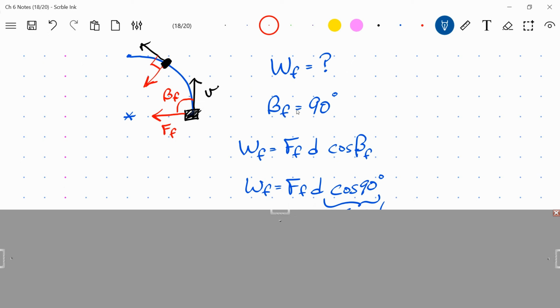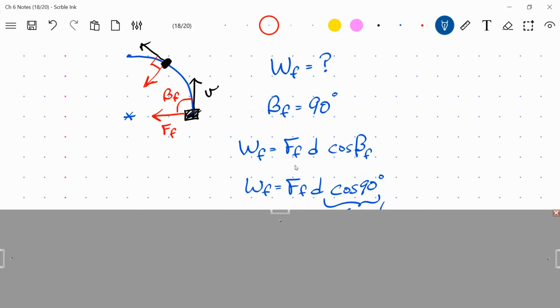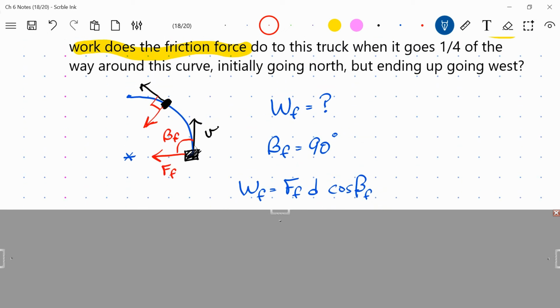So as soon as I realize there's a 90-degree angle between my force and the motion, I realize that that force does no work of any kind. So the work done by the friction force is 0. And that actually makes sense, because in this case, with friction merely steering that truck around the corner, it is really neither adding energy nor taking energy away. Now, of course, friction can do non-zero work, but in this case, it's not doing any work.